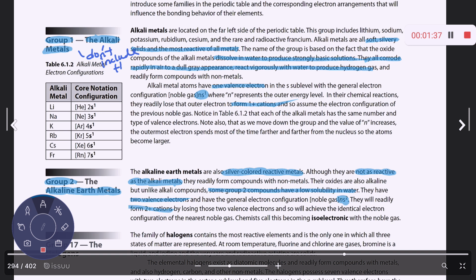They form +2 cations. The reason they form +2 cations is because they desperately want to lose their 2 outer valence electrons to become a stable configuration like the nearest noble gas.